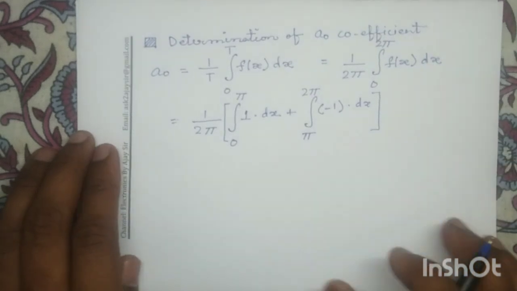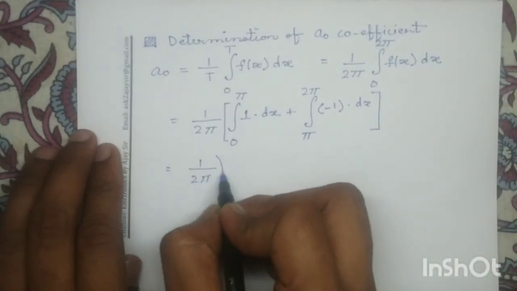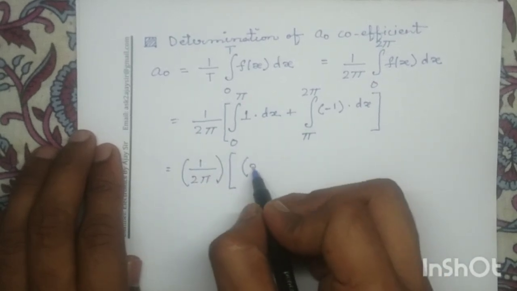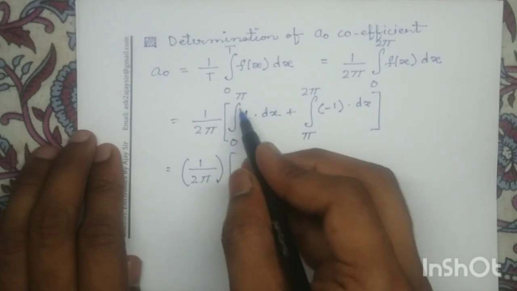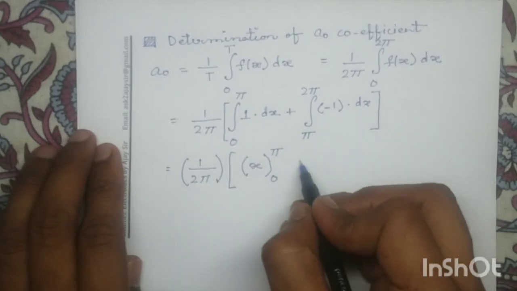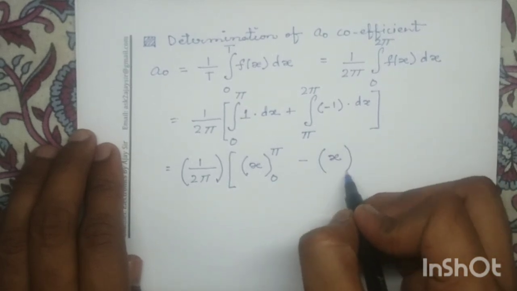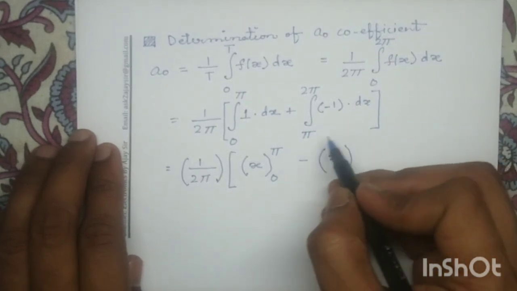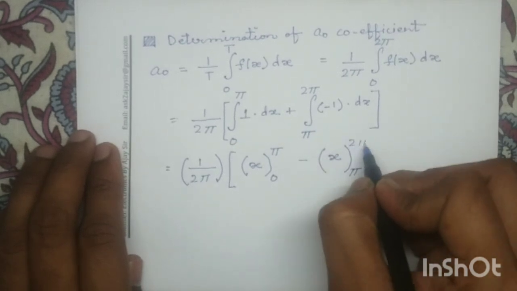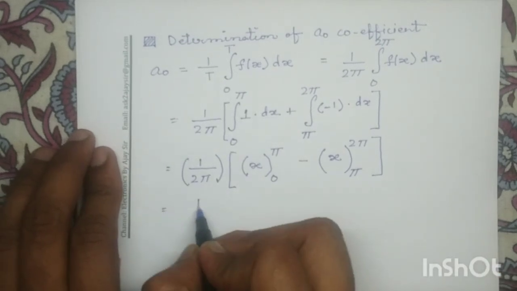Now we will perform the integration. 1 by 2 pi, integration of dx becomes x, and the limit varies from 0 to pi. Next, this minus we will take out. Integration of dx becomes x, and here the limit varies from pi to 2 pi. Now we will substitute the limits.